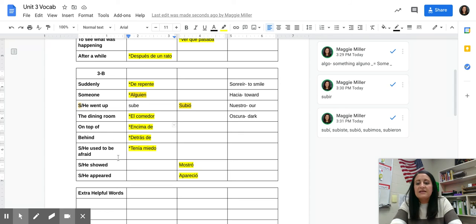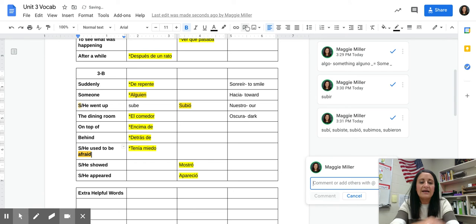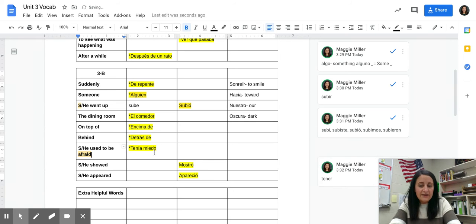Then the next phrase that we're seeing is he or she used to be afraid. Tenía miedo. Now this one has a star by it, but it still has a verb. The verb that we see is tenía. Okay, tenía comes from the verb tener, and tener means to have. So literally, this phrase does not translate to he or she used to be afraid. It's actually he or she had fear. But in English, it's more common to phrase it, he or she used to be afraid.